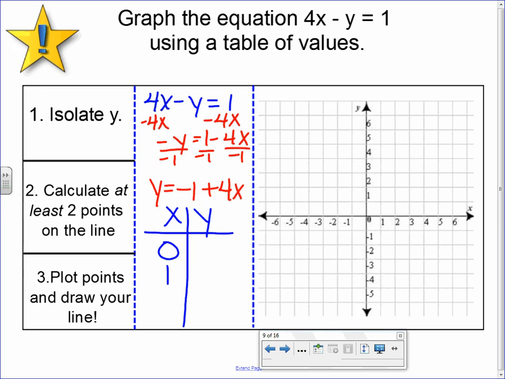Now we're going to plug these numbers in for x. We've done this before and fill out the table. You guys did it in your guided notes yesterday. If I plug 0 in, 4 times 0 gives me 0, plus negative 1 gives me negative 1. There's my first point, 0, negative 1. Plug in 1. 4 times 1 gives me 4, plus negative 1 gives me 3.